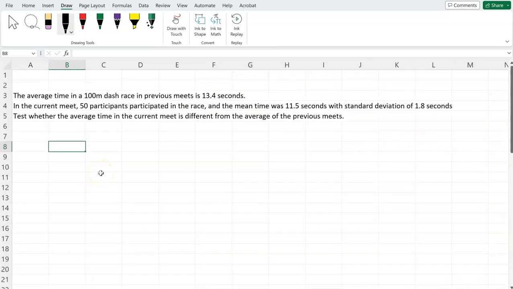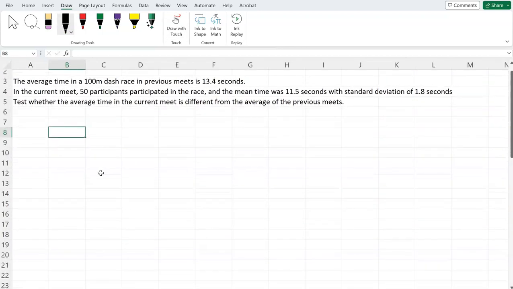All right, let's look at an example of null hypothesis testing, whether we reject or do not reject the null, how we frame a hypothesis like that, and then how we test it. The average time in a 100-meter dash race in the previous meet is 13.4 seconds. In the current meet, we have 50 participants, and the mean time is 11.5 seconds with a standard deviation of 1.8 seconds. Test if the average time in the current meet is different from the average time of the previous meet.